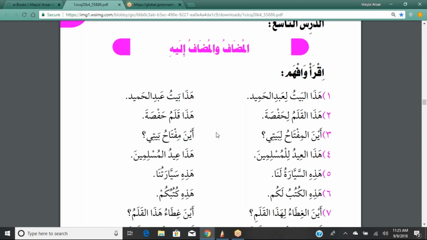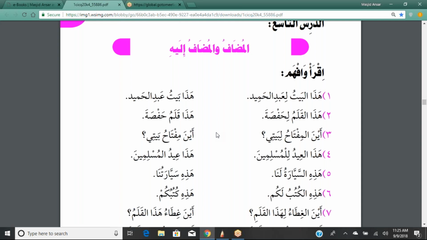Look at it again. هذا البيت. Look at that Alif Lam. Look at that L. لعبد الحميد. It's for Abdul Hamid. مضاف إليه. Bayt is mudaf. It cannot have Alif Lam. Mudaf, it cannot have Al. And what is the problem with mudaf ilayh?